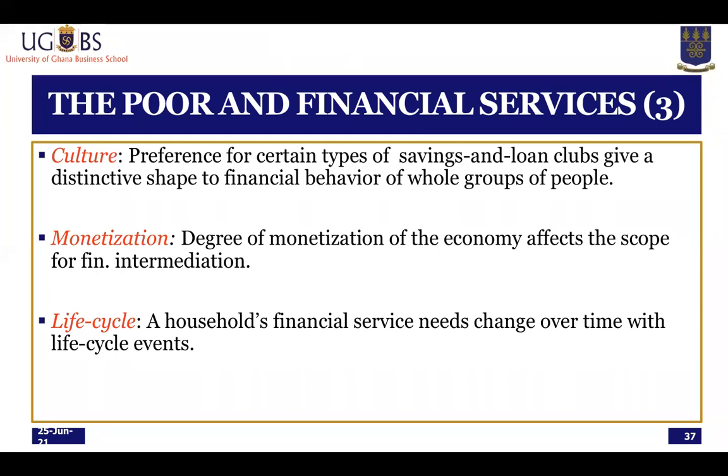Now, also, the degree of monetization of the economy affects the scope of financial intermediation. So you see, if you happen to want to open a rural bank in a community where they do a lot of barter trading so that money does not exchange hands, then you're likely to have a bit of a challenge getting them to warm up to the idea of being financially included and making savings or using financial services.